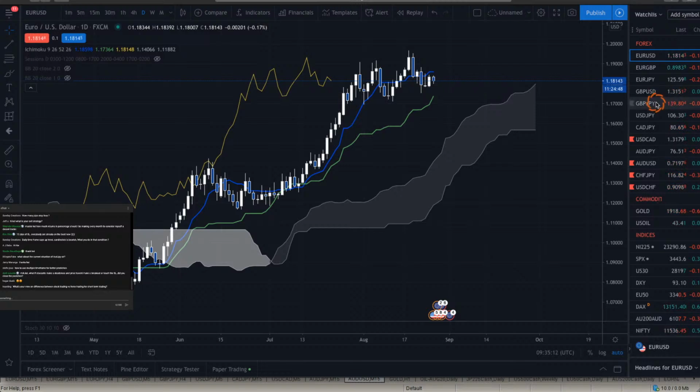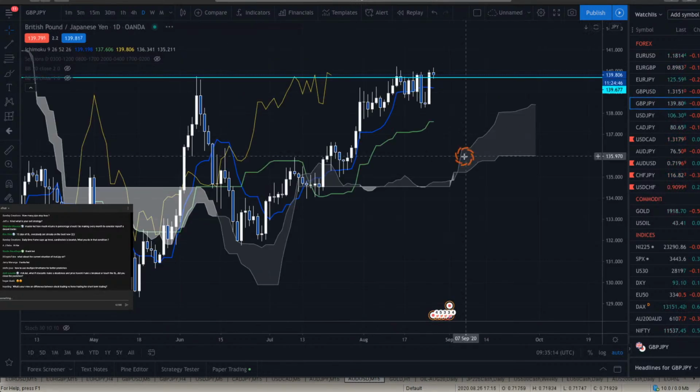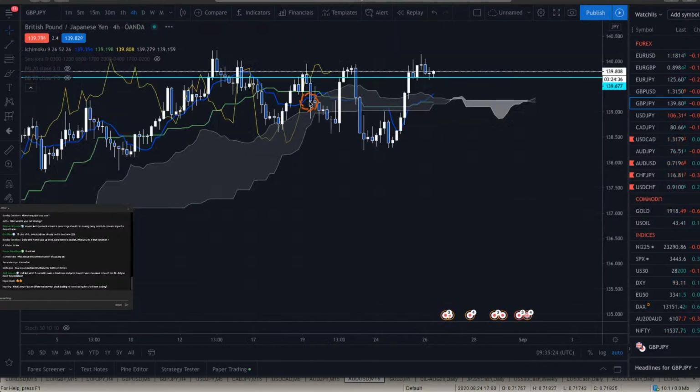And yeah, let me take a look at a couple of other pairs. GBP JPY is going up right now on the daily chart, but Kijun Sen flat, Kumo flat, so there's no direction currently. In 4 hour, this is flat too. This is flat, so there is no direction either.